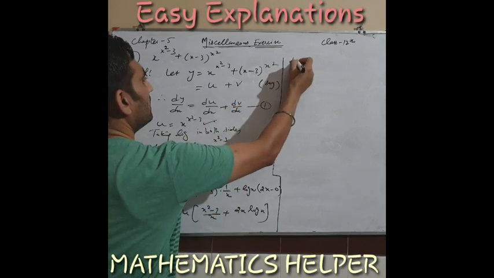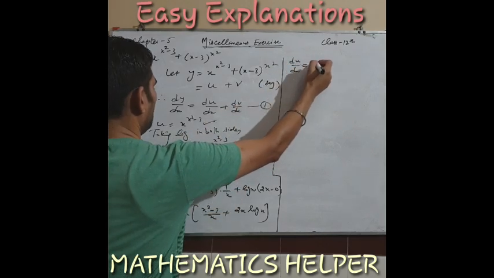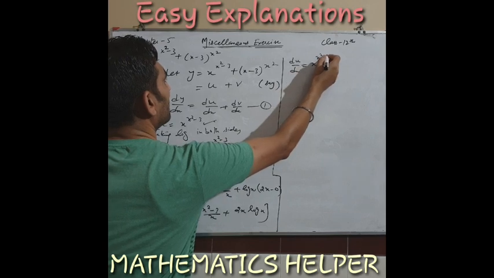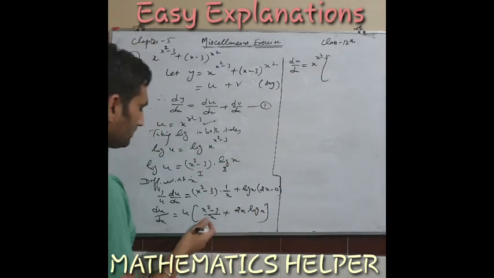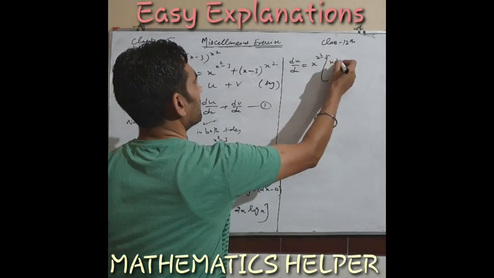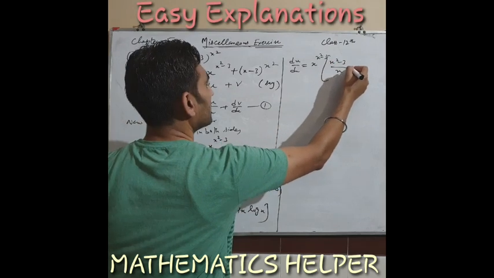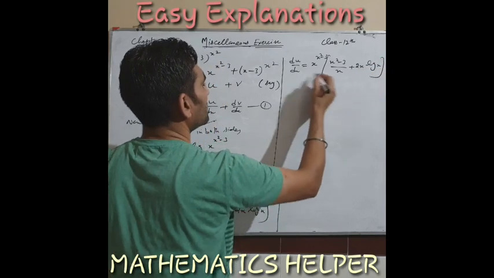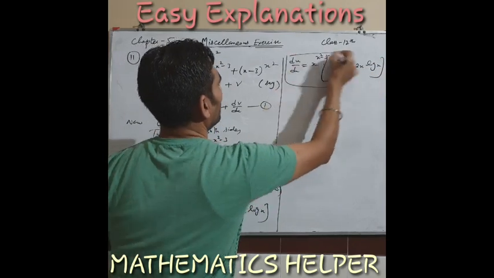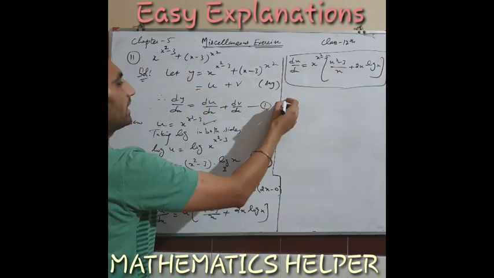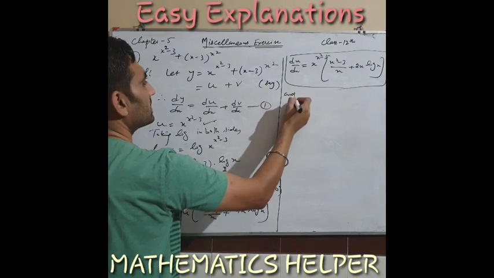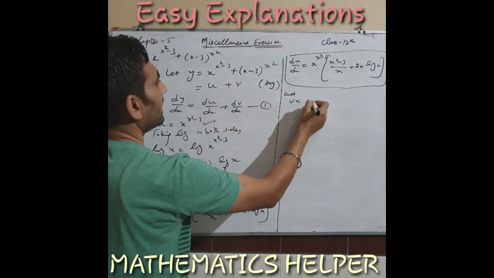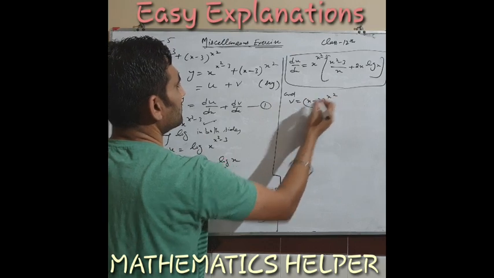du/dx equals x raised to power (x² − 3) into the whole of (x² − 3)/x + 2x log x. So this is our first calculation, du/dx. Now we will write v. What is v? v is (x − 3) raised to power x².